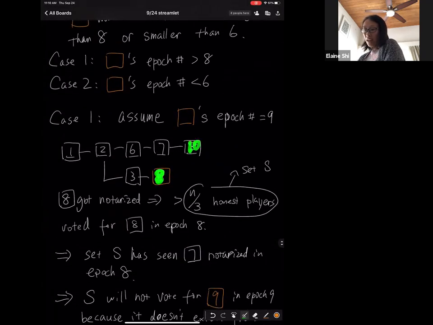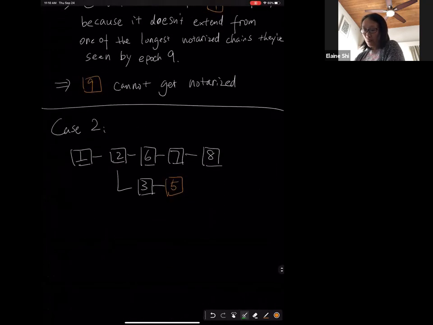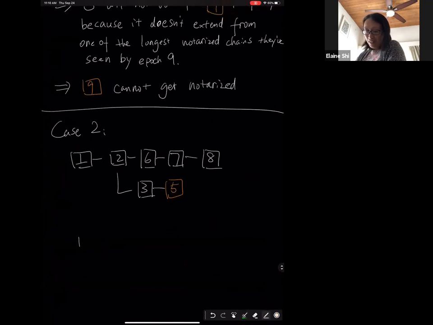If this is 10 and this is 8, would the proof still hold? Remember, we were saying many saw 7 notarized in epoch 8. If this became 10, then we can only conclude many saw 7 notarized in epoch 10, and this will not rule out these people voting for 8. So let me draw it separately, just to avoid confusion. This is a really good question. Why does the proof break if it's like this?